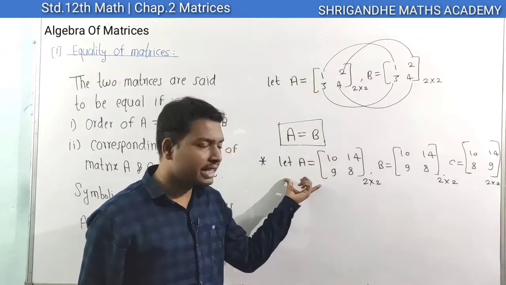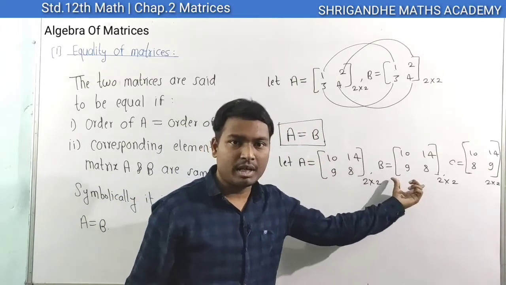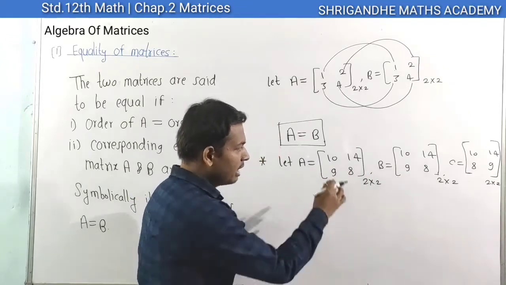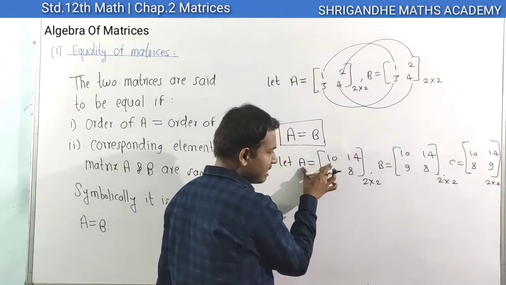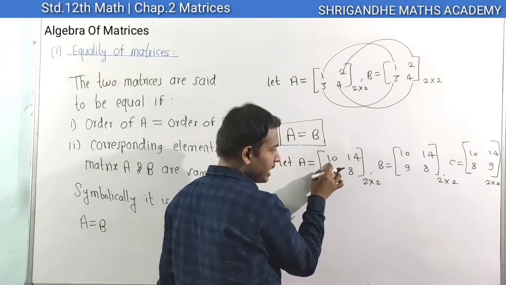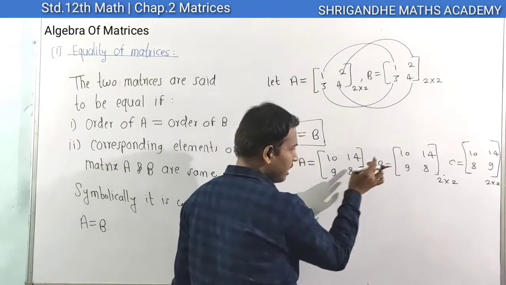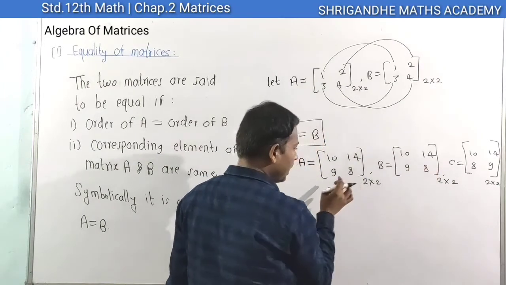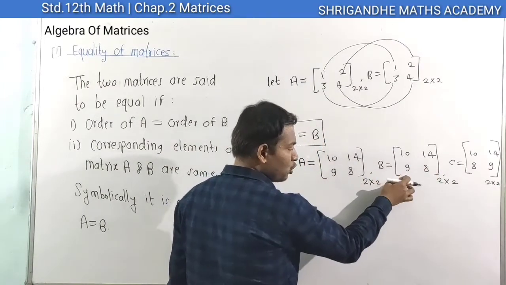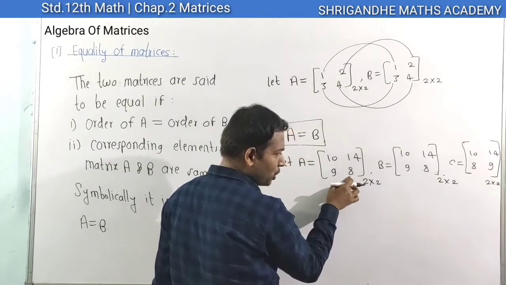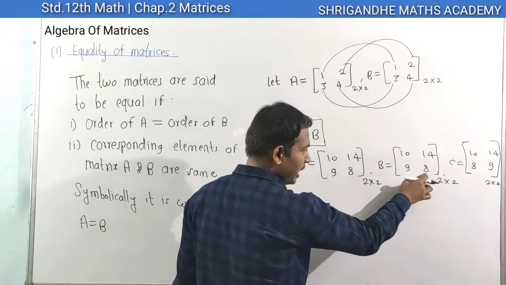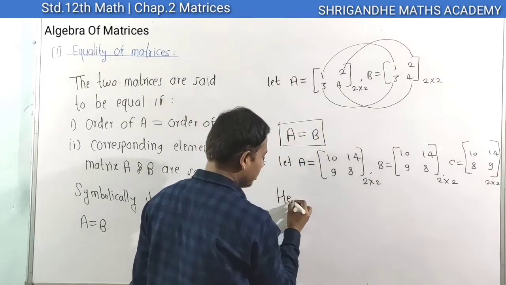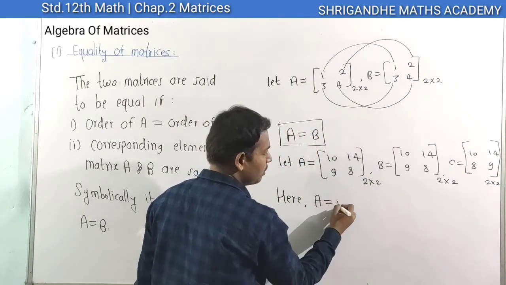Now observe the elements of matrix A and matrix B. If we take the corresponding elements, the first element in matrix A is A11 equal to 10, and here also A11 equal to 10. A12 equal to 14, A12 equal to 14, A21 equal to 9, A21 equal to 9, and A22 equal to 8, A22 equal to 8. Therefore these two matrices A and B are equal. Therefore we write A equal to B.